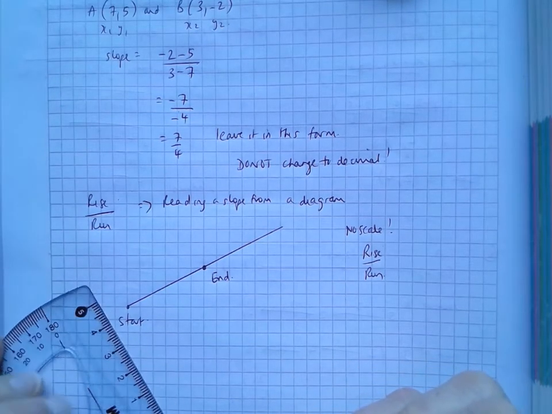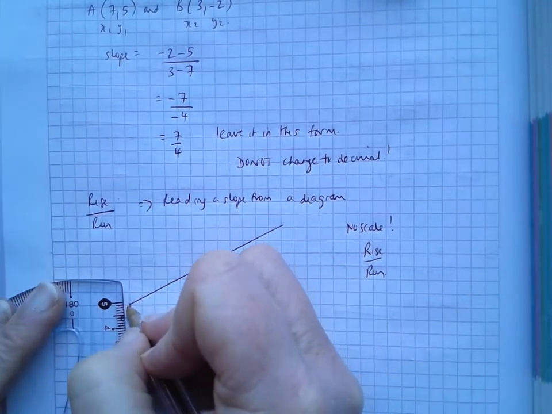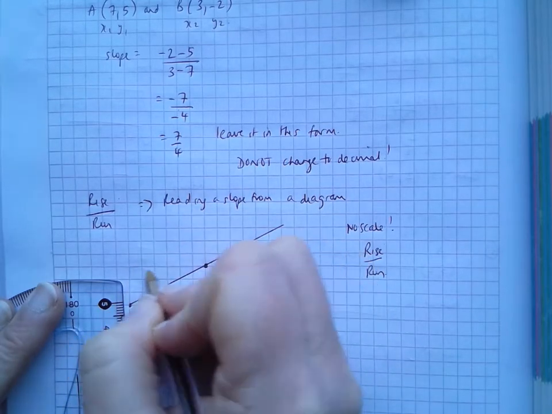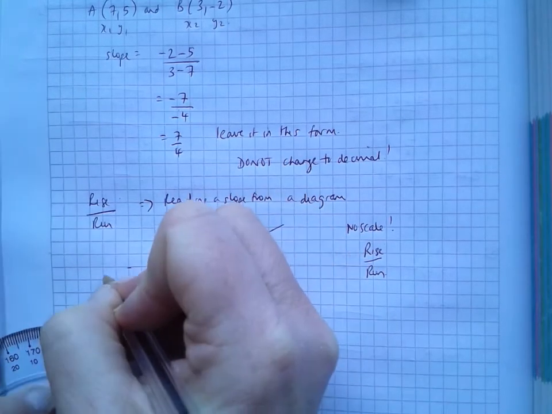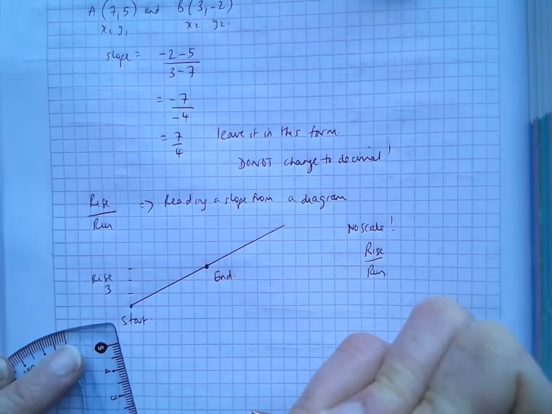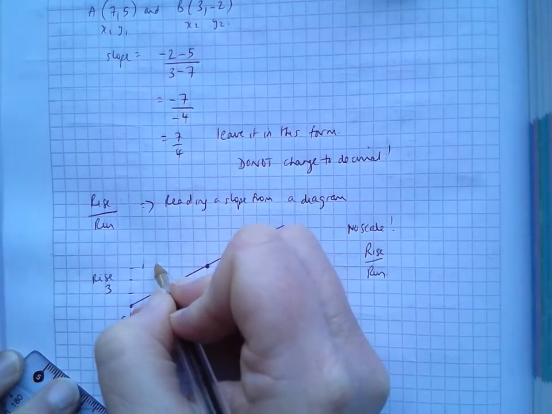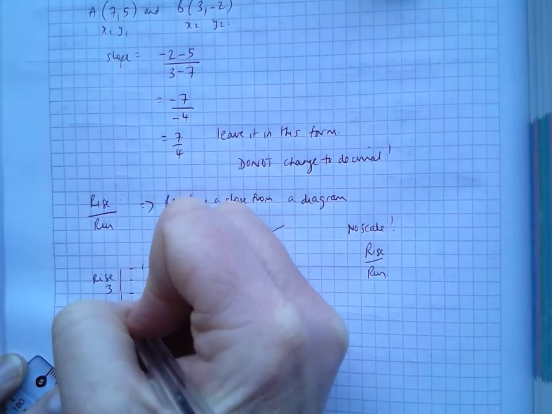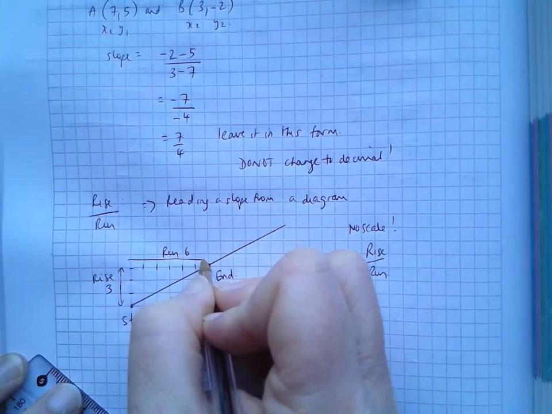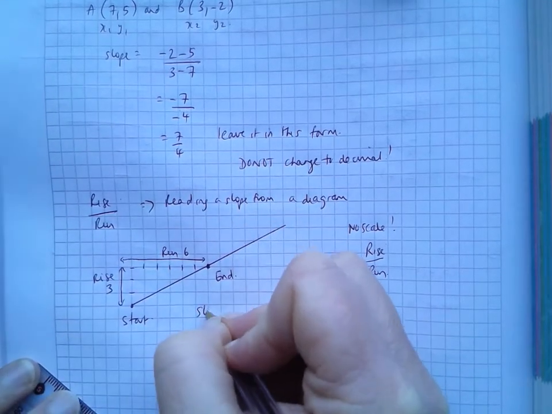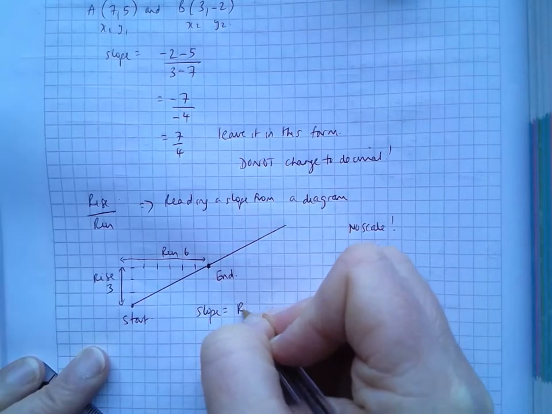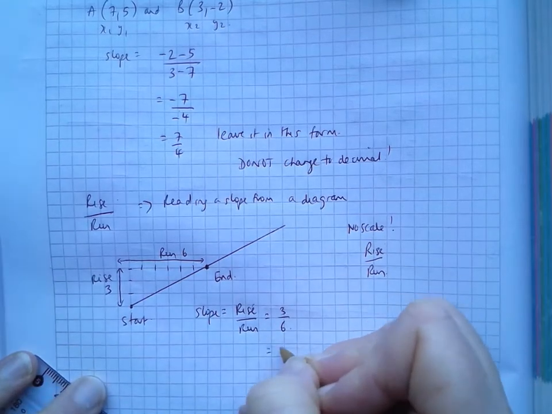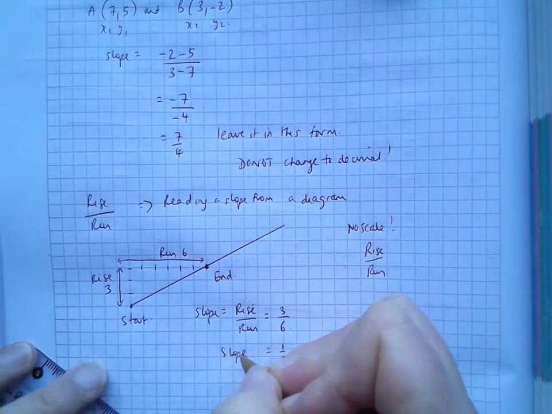Once I've got a start and an end, I can work out the rise and the run. The rise is how many squares I count up until I get level with this point, which is the end. 1, 2, 3, so that's a rise of 3. Then I count how many squares I go along: 1, 2, 3, 4, 5, 6. It has a run of 6. So that's a rise of 3 and a run of 6. The slope of this line will be rise over run, which is 3 over 6, which is a half. So the slope is a half.